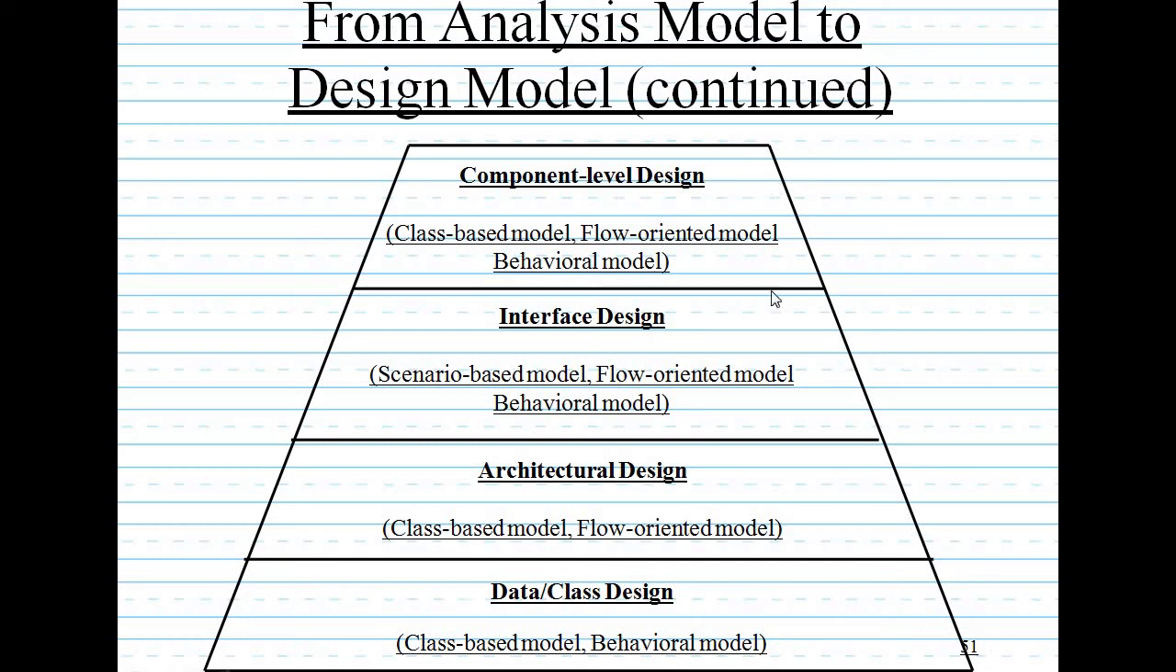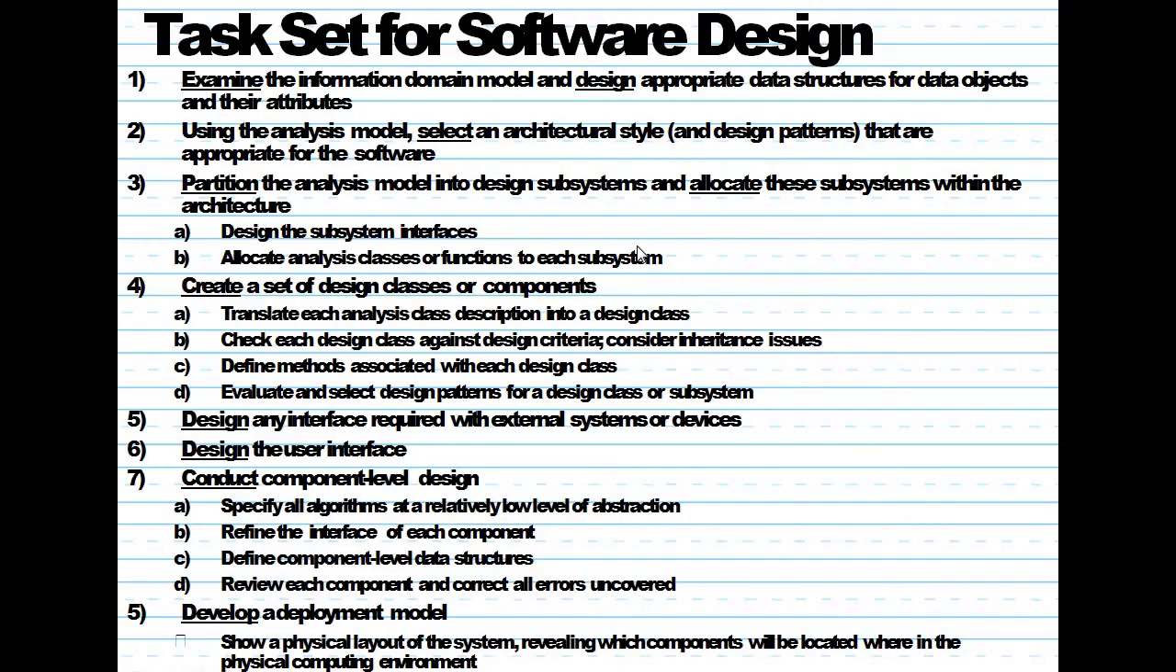In this diagram, you can see component level design, where class based, flow orientation, and behavior. Interface design means scenario based model, flow orientation model, architecture design, data class design, all are included in the analysis models to design models. What tasks are set for the software design?